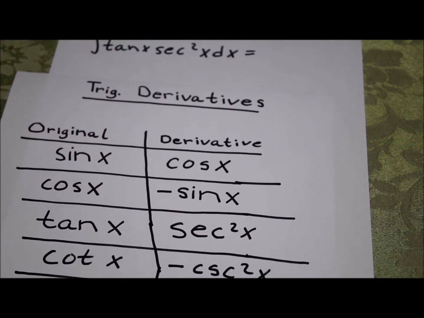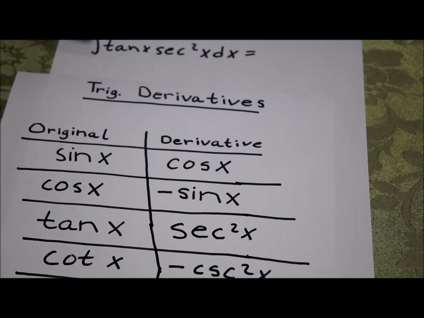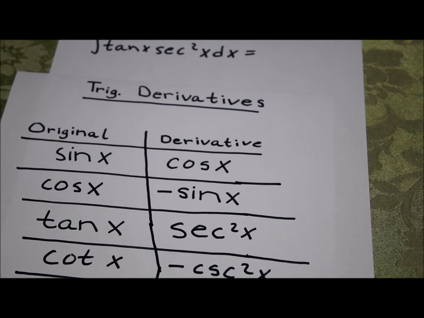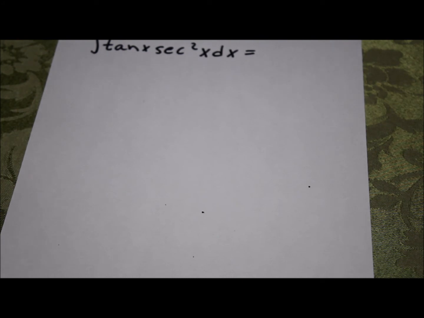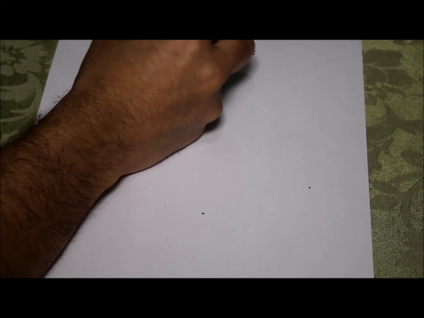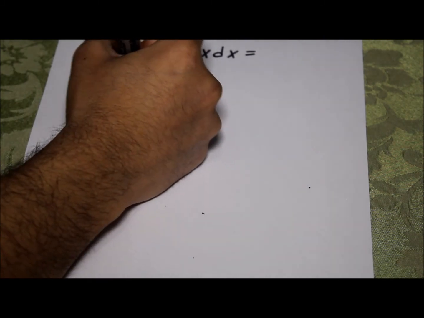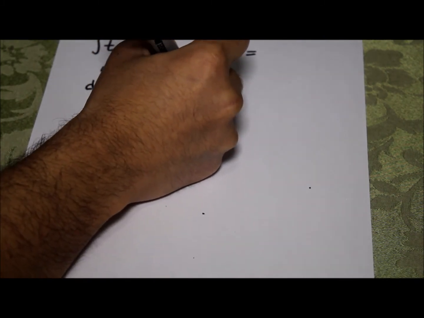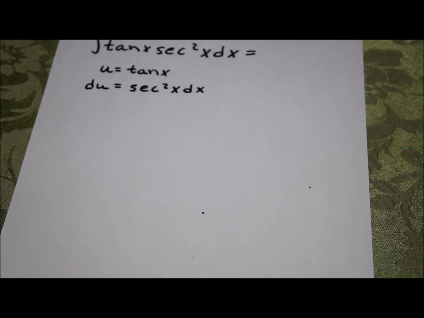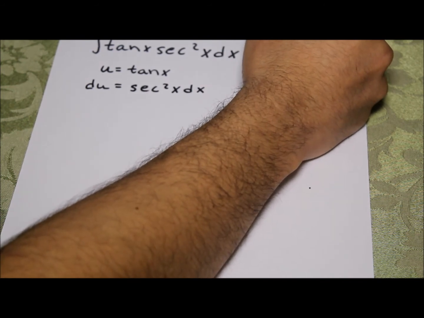So now if we look at our problem, which one are we going to use? Now we see that the derivative of tangent x is secant squared x. So if we set u equal to tangent x, du is going to equal secant squared x dx. So let's say u equals tangent x. Now we take the derivative of both sides, so du equals secant squared x dx. Now we can just rewrite the problem as the integral of u du.